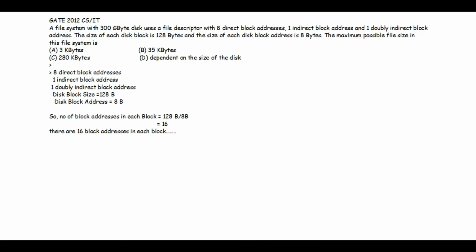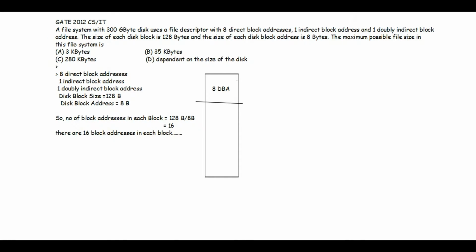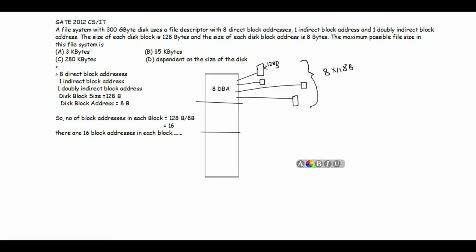So suppose that we have a kind of memory. Suppose that this is a memory and here we have 8 disk block addresses. As I told you, each disk block address is pointing to a particular block. We have 8 disk block addresses, so they are directly pointing to a particular block. So if we use such a system, then as the block size is 128 bytes, we will have 8 into 128 bytes of memory.